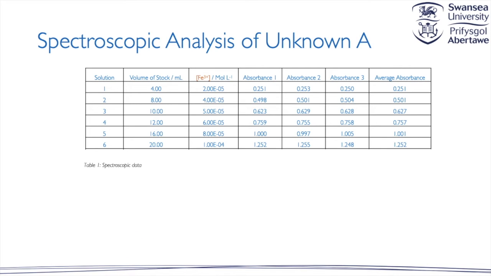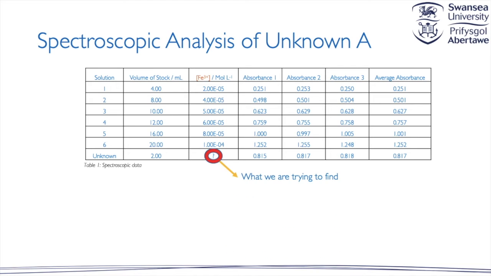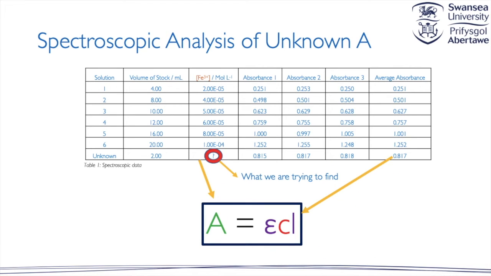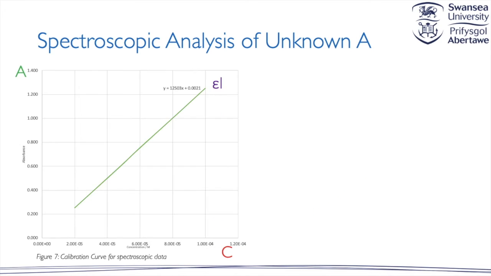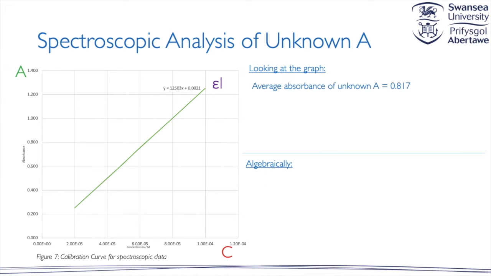We also calculated the absorbances using the Vernier. We then did this for our unknown. So here are our absorbances and our average absorbance, and we want to find the concentration of this. So how do we do this? We have to use the relationship between the concentration and the absorbance using A equals epsilon Cl, the Beer-Lambert law, to calculate this. So looking at a graph here, we can either do this graphically or algebraically.